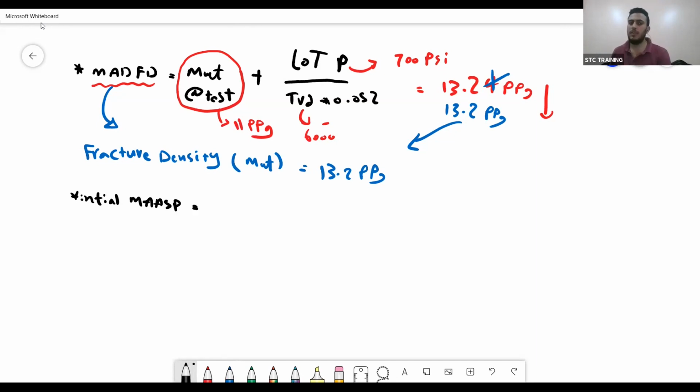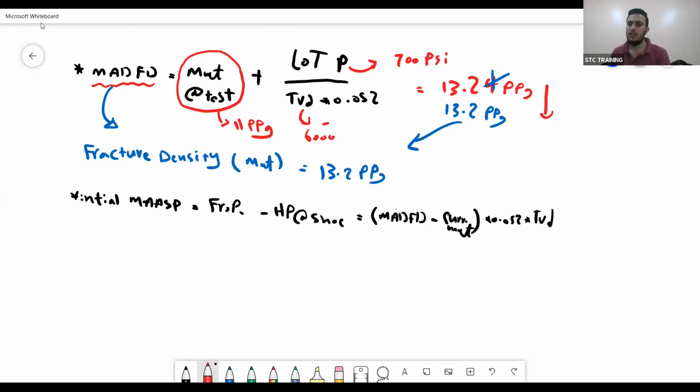As we mentioned, MASP equals fracture pressure minus hydrostatic pressure at the shoe. So it will equal the maximum allowable drilling fluid density or fracture mud weight, minus current mud weight, times 0.052 times TVD at the shoe. For example, we just calculated 13.2, and here the current mud weight, say the same as the test, 11. So we need to calculate the MASP.